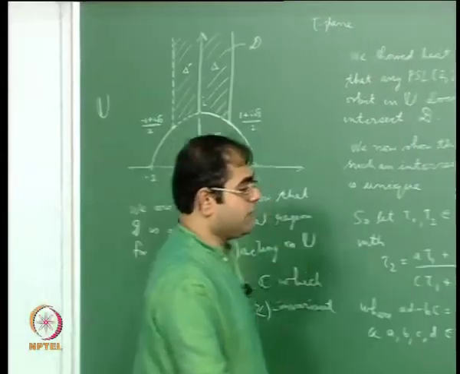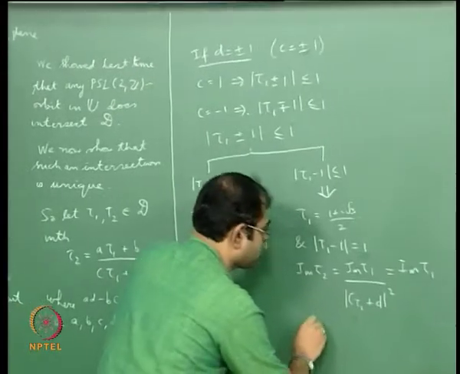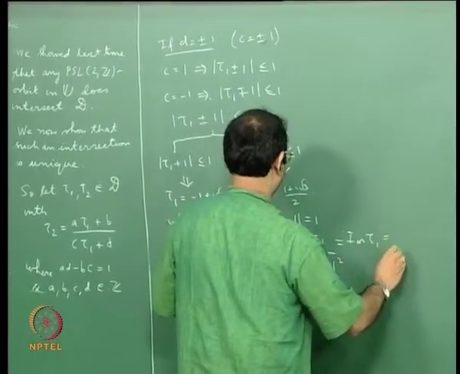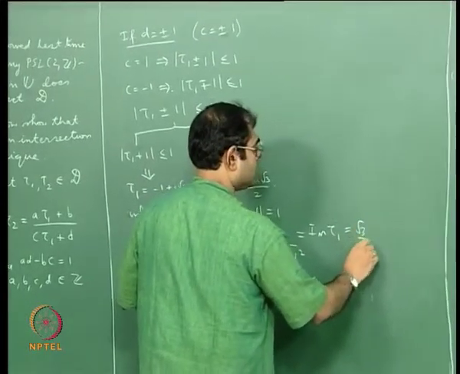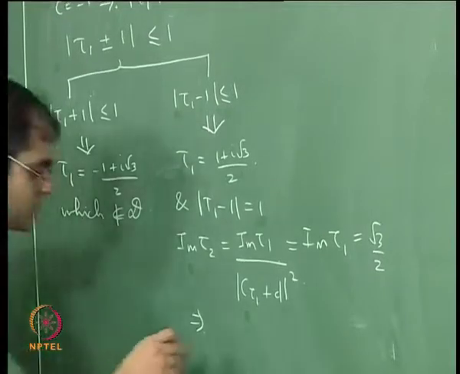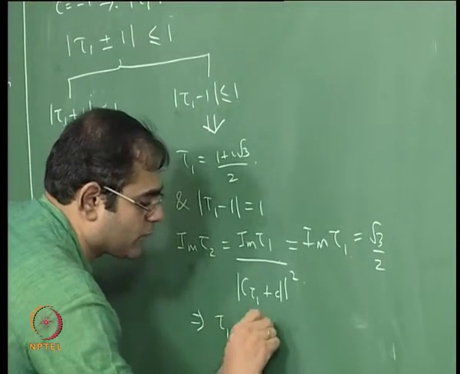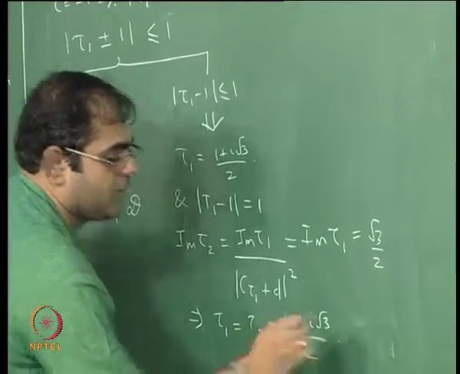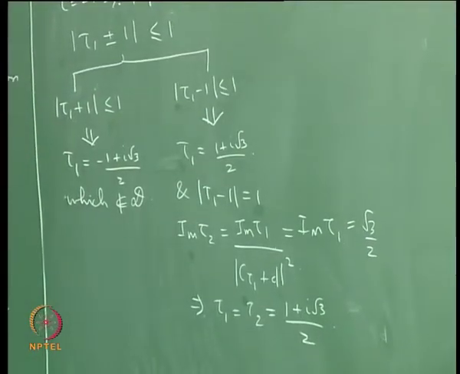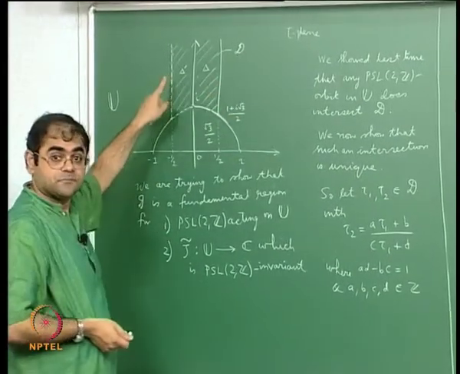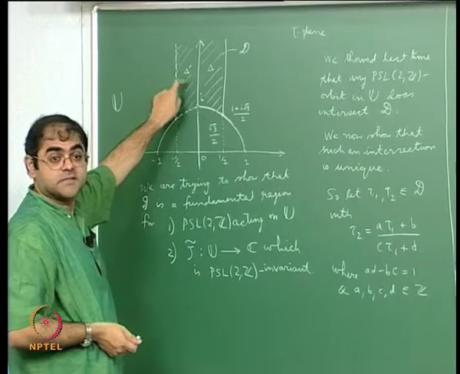So the imaginary part of tau 2 is the imaginary part of tau 1, which is equal to root 3 by 2, but there is only one tau in script D with imaginary part root 3 by 2. So this gives tau 1 equal to tau 2 equal to 1 plus i root 3 by 2. As a result we have proved that there is only one representative for each orbit in script D.